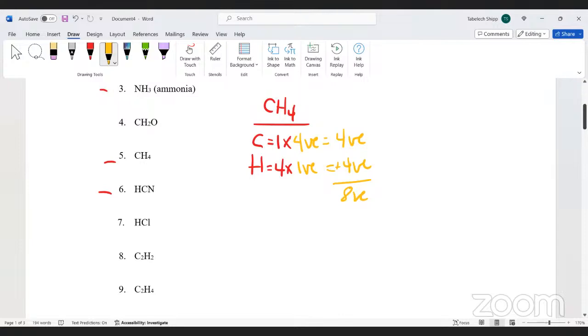Okay. Now, okay, Alexis. So yes, you can use this. Yes, you can use this. So now what we're going to do, we're going to put carbon in the middle.